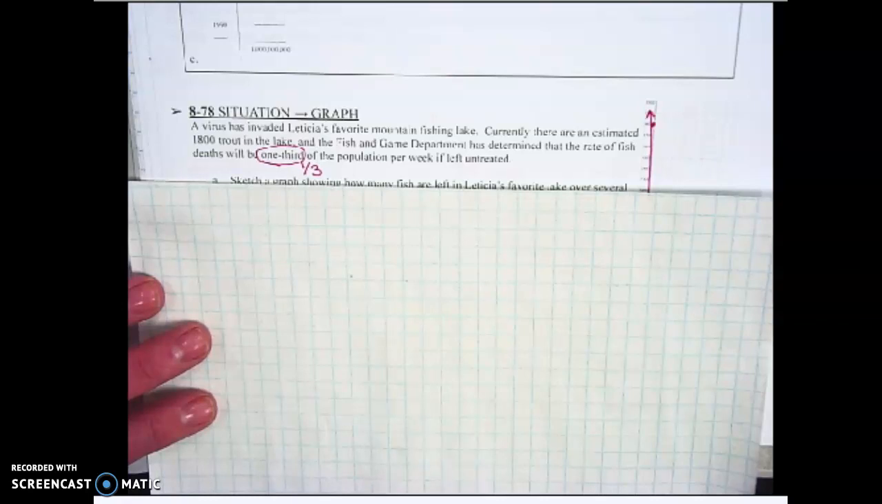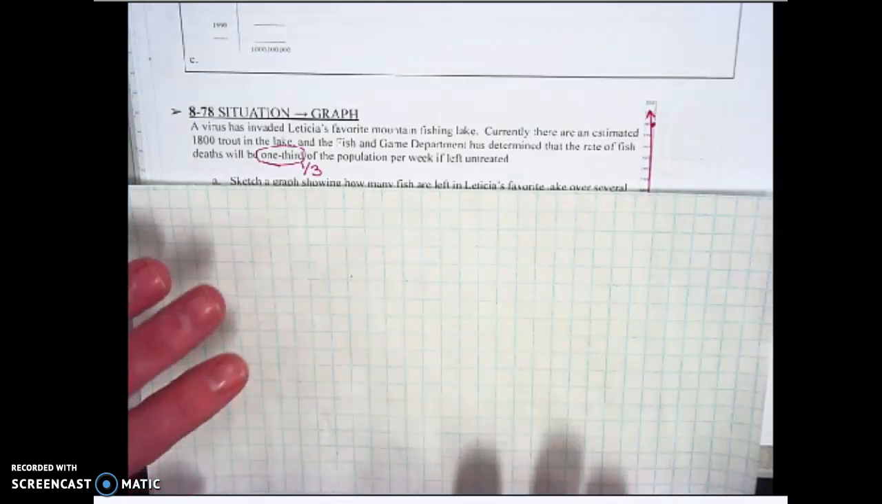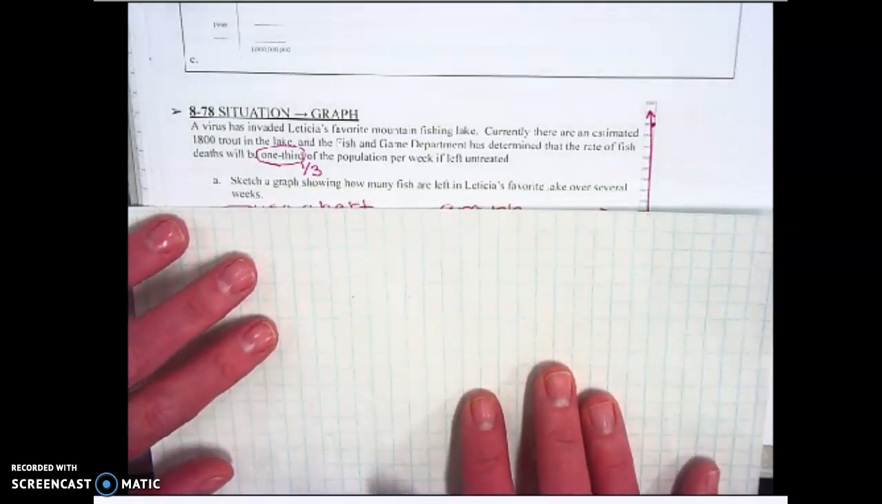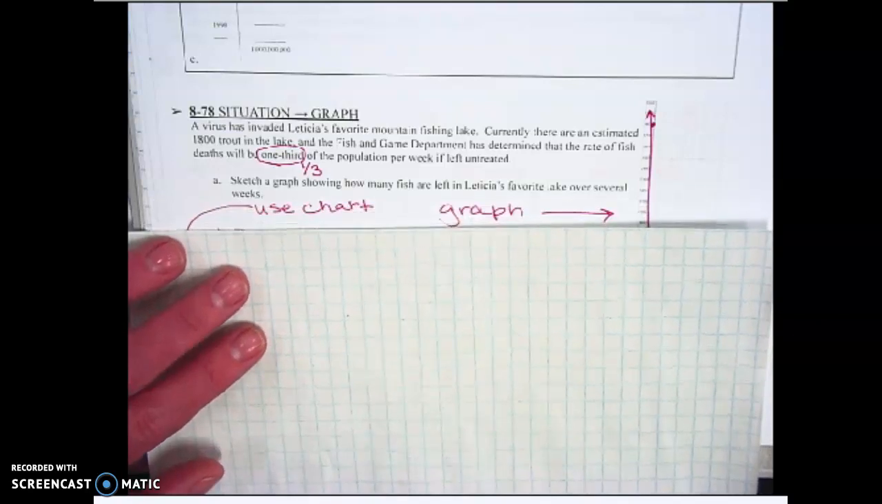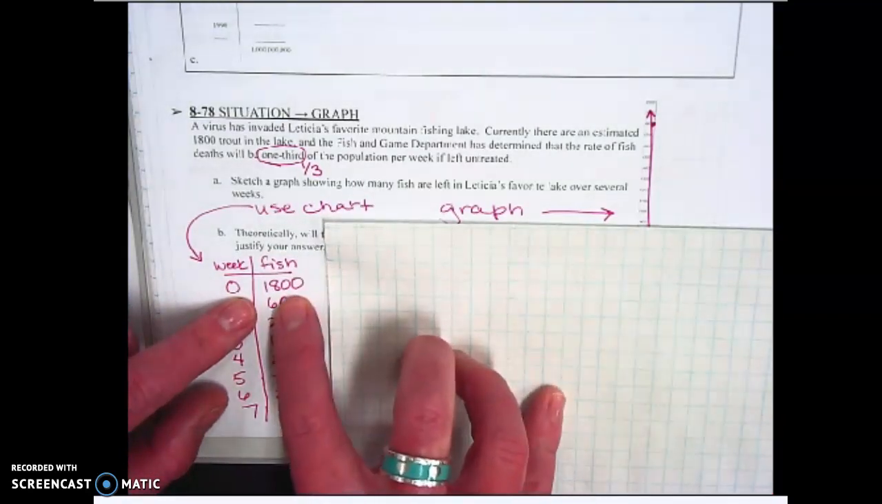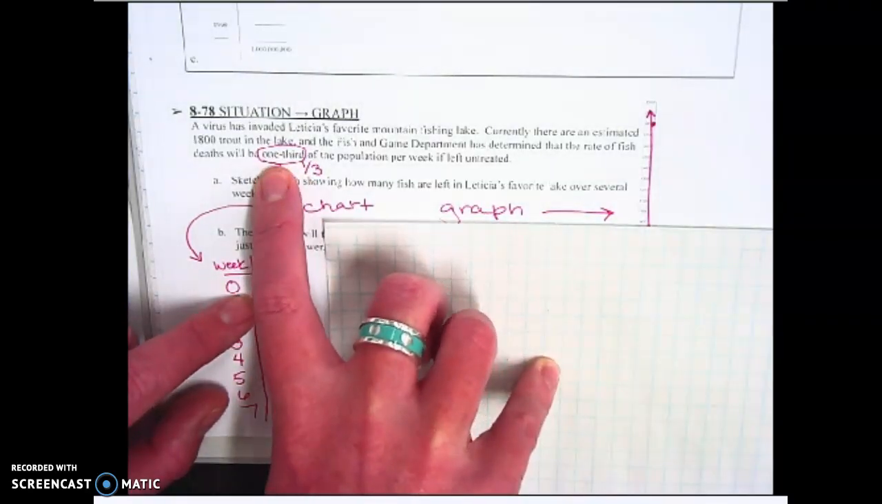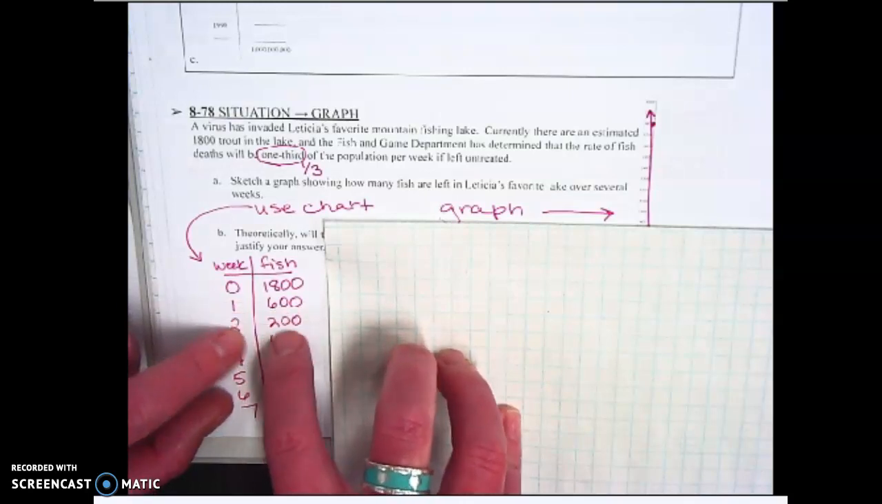Question 78 says, a virus has invaded Letitia's favorite mountain fishing lake. Currently, there are an estimated 1,800 trout in the lake. And the Fish and Game Department has determined that the rate of fish deaths will be 1/3 of the population per week if left untreated. Okay. So it says to sketch a graph showing how many fish are left in Letitia's favorite lake over several weeks. So the first thing I did was I made a chart. So at week 0, at the start of this, there are 1,800 fish. And then after each week, there's going to be 1/3 left. So 1/3 of 1,800 is 600. 1/3 of 600 is 200.